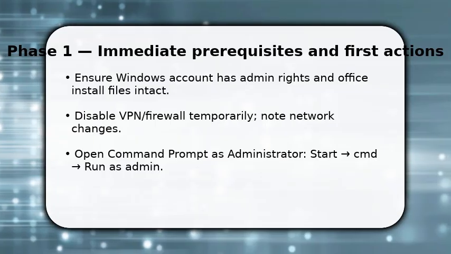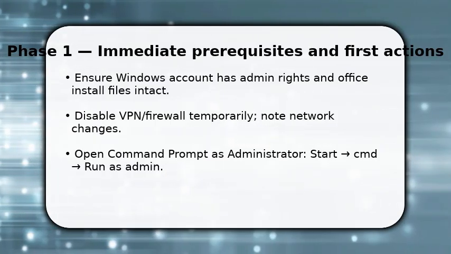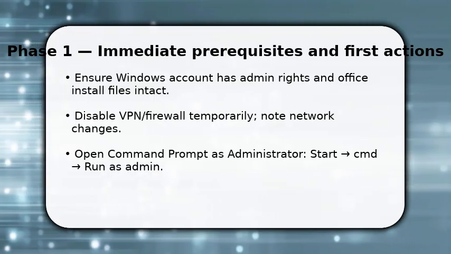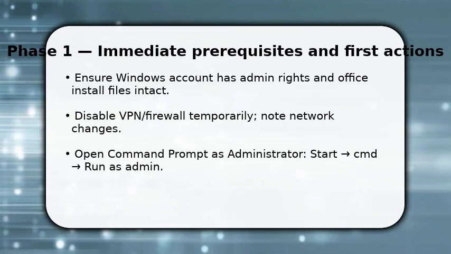You begin with two essential prerequisites: an admin Windows account and a working Office install. Once confirmed, disable VPN and any aggressive firewall temporarily to avoid activation blocks.